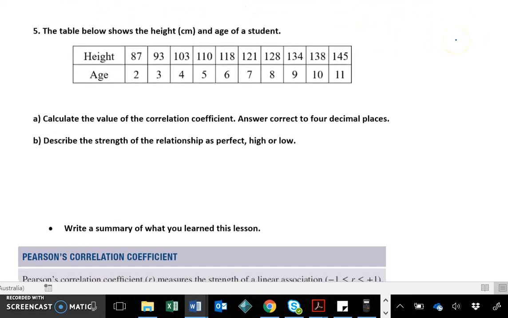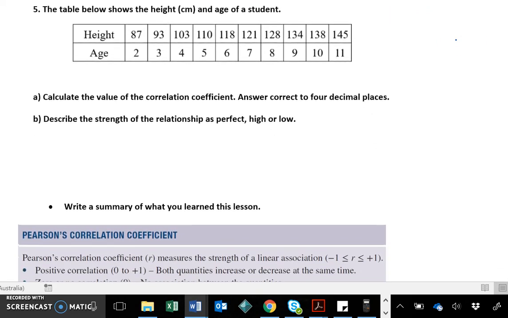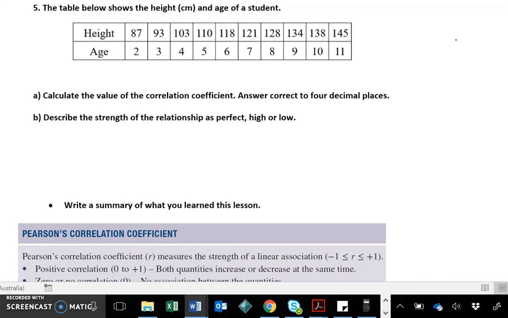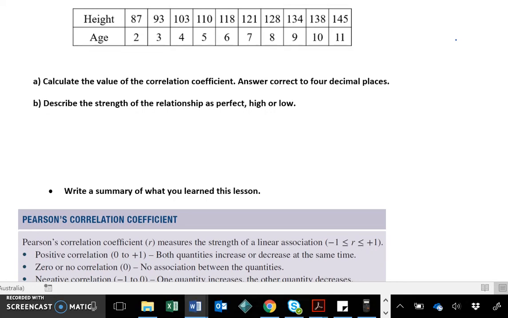That's not too hard. This bit here is a bit more tricky, but in this example, there's a table and it shows the height and age of a student. Okay, and it's showing obviously as they grow, their height increases. The first bit they want you to do is to calculate the value of the correlation coefficient and answer to 4 decimal places, and then to describe the strength of what that is.